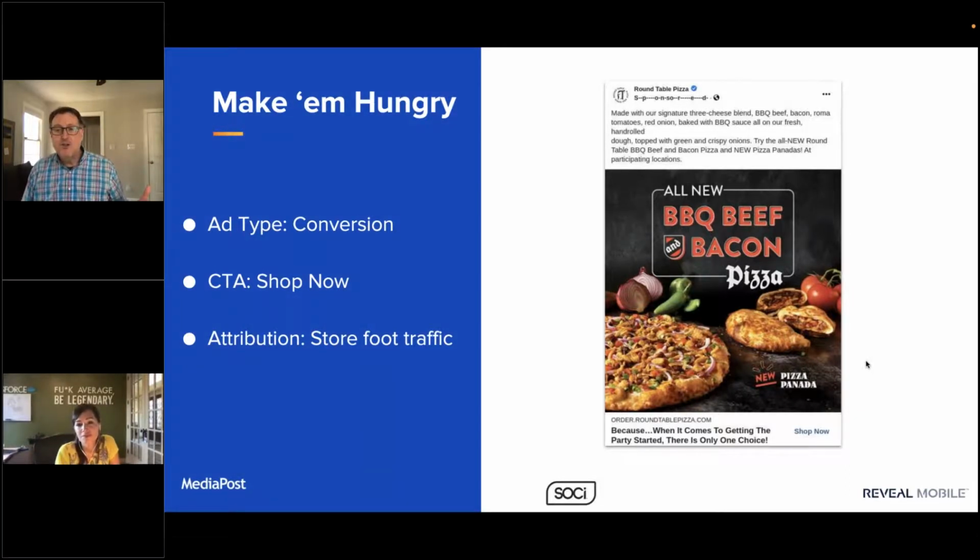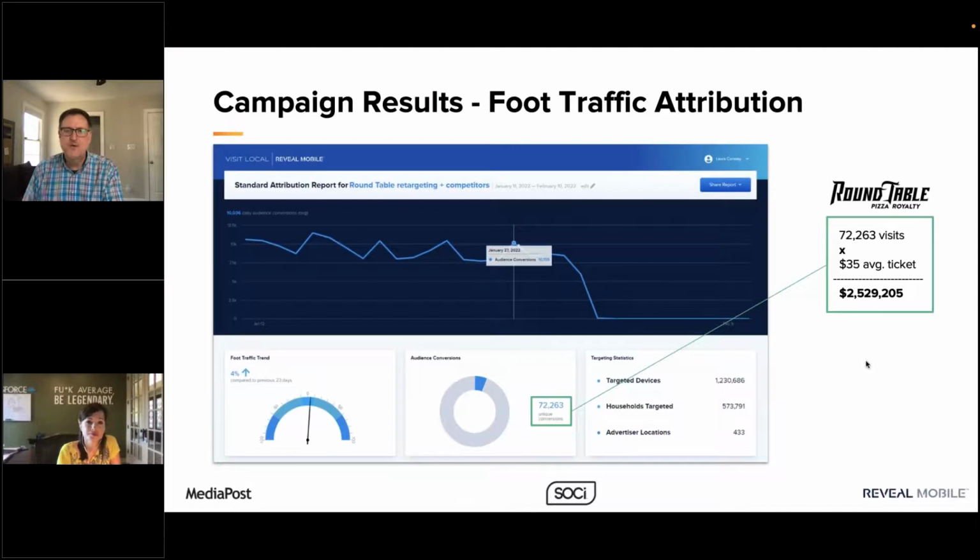So now you're going to choose, as Monica mentioned, the correct ad type. You're going to make sure your CTA is compelling. In this case, we've chosen Shop Now. And we're going to measure the results of this creative, again, back in our geofencing technology. And here's what that looks like. As a result of this hypothetical Facebook campaign, foot traffic is now up 4% over the previous 4 weeks.